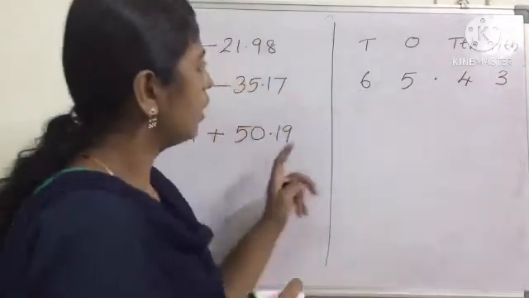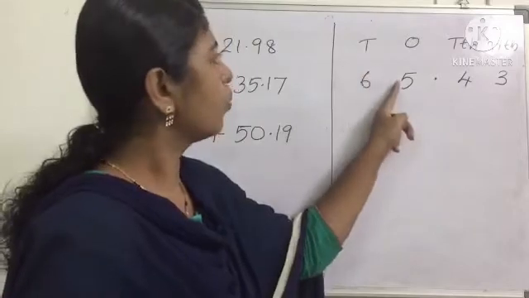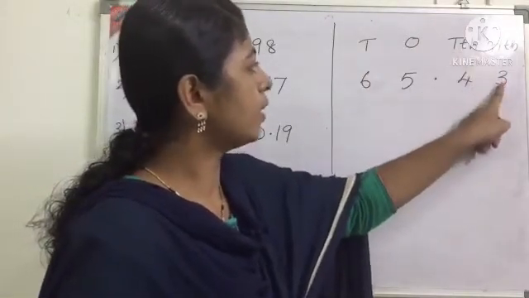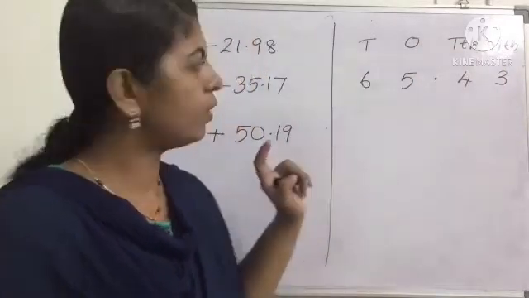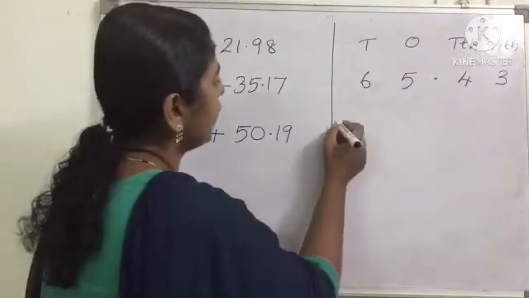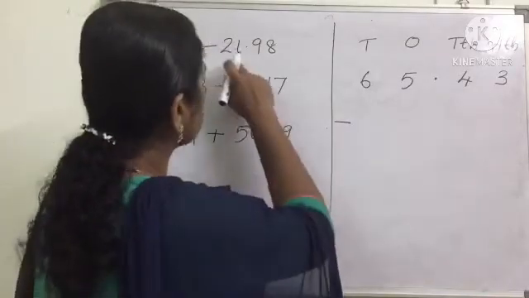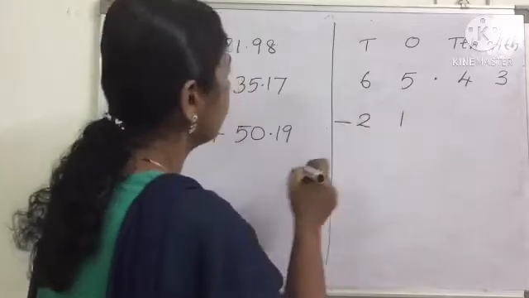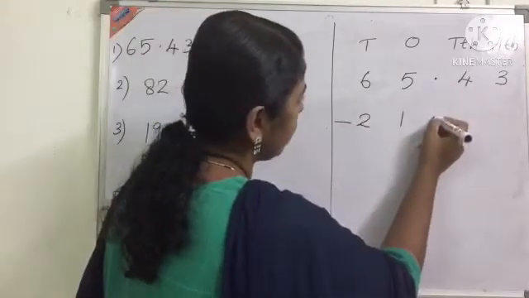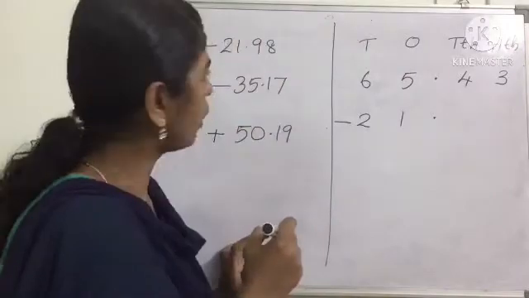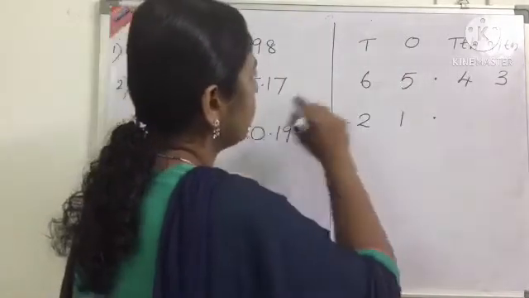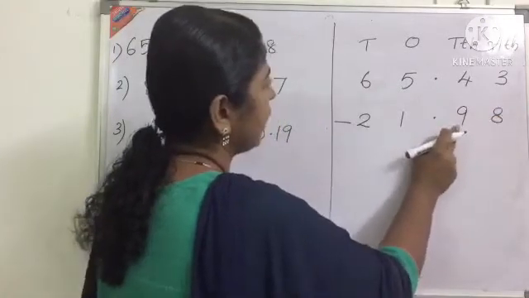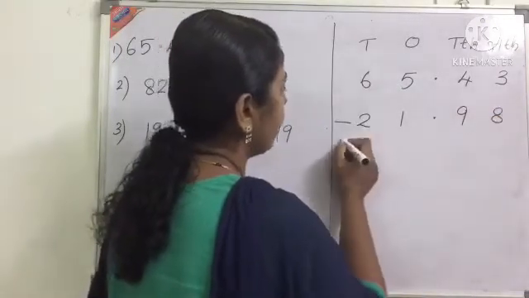65.43. Here, the 6 is in the tens place, 5 is in the ones, 4 is in the tenths and 3 is in the hundredths. Okay, then the sign is subtraction. The next number is 21.9 8. The 2 is in tens and here it's ones, and the decimal point goes correctly below the first decimal point. Okay, then the next digits 9 and 8. 9 is in the tenths and 8 is in the hundredths.